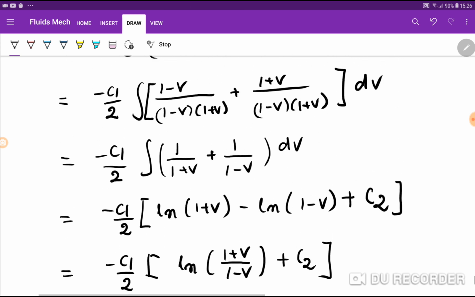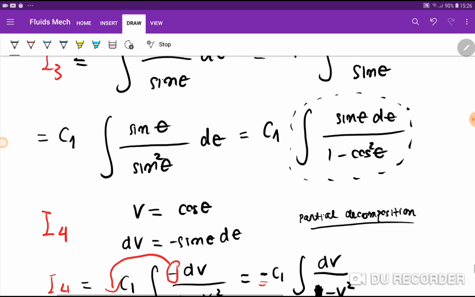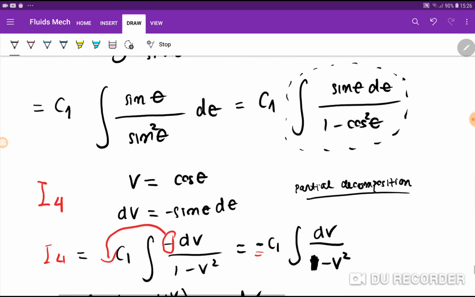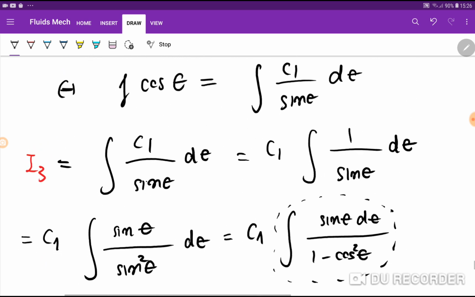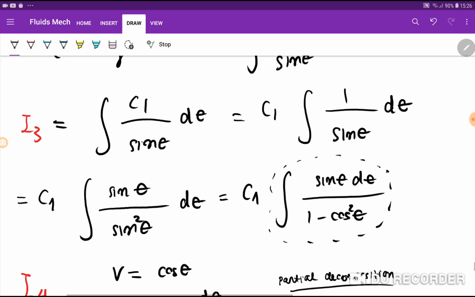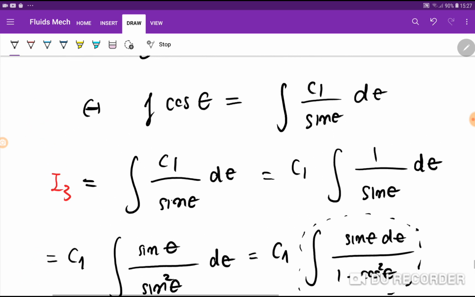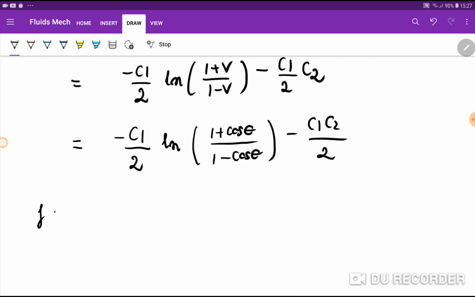Okay, so what is this equal to? All this we are evaluating is I4. Let me see. Yeah, I4 is I3. Actually, I realized that I wrote I3 and I4 the same way. So we have f cos theta equal to all of that.